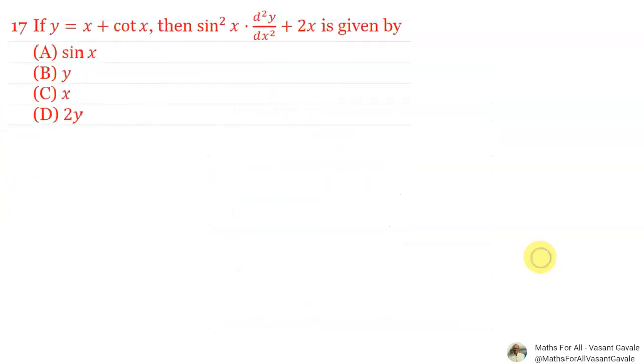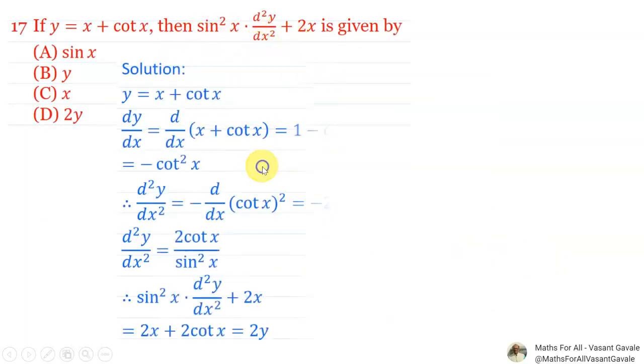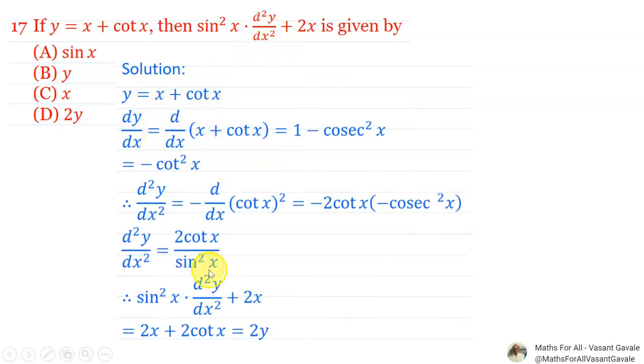Next example. If y is equal to x cot x, then sin square x into d2y by dx square plus 2x is given by. Next, y is equal to x cot x. We want to differentiate this with respect to x. Derivative of x is 1, minus x times cosec square x. 1 minus cosec square x is nothing but the minus, okay, minus cot square x. 1 plus cot square x is equal to cosec square x. And therefore you will get here this is nothing but minus cot square x.